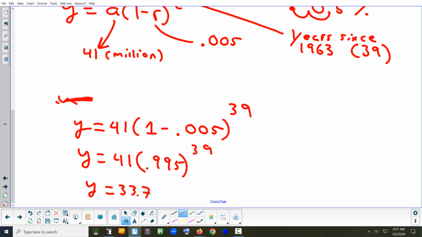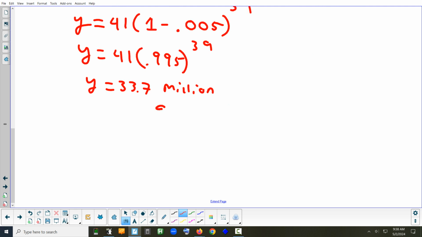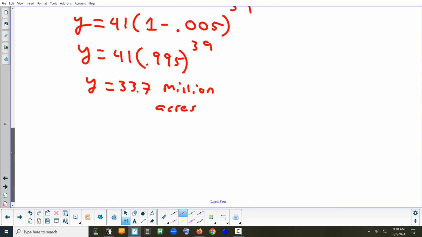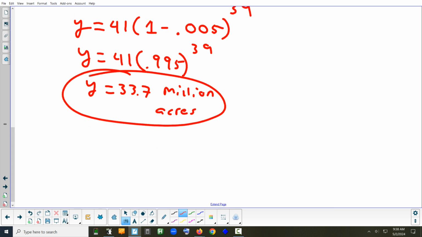Is that 33.7 acres? No, 33.7 million acres. I think it was measured in acres. Yeah, acres. Any question on that one?